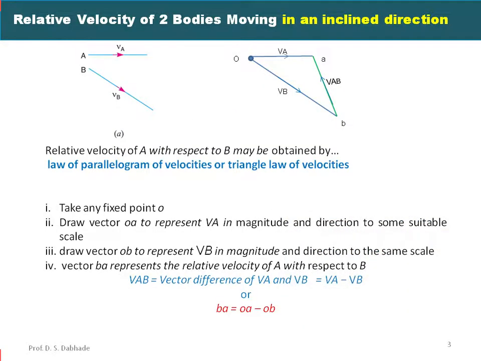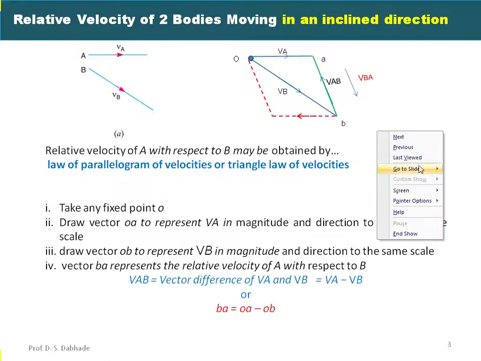Suppose for the reverse case, this will be the direction for this particular velocity of A, and in this way you will get the resultant. So obviously in the reverse direction, this is the direction for the velocity of B with respect to A, and this is the same in magnitude. The magnitude of the vector AB we have got will be the same as that of the vector BA. The direction will be different, the magnitude will be the same.